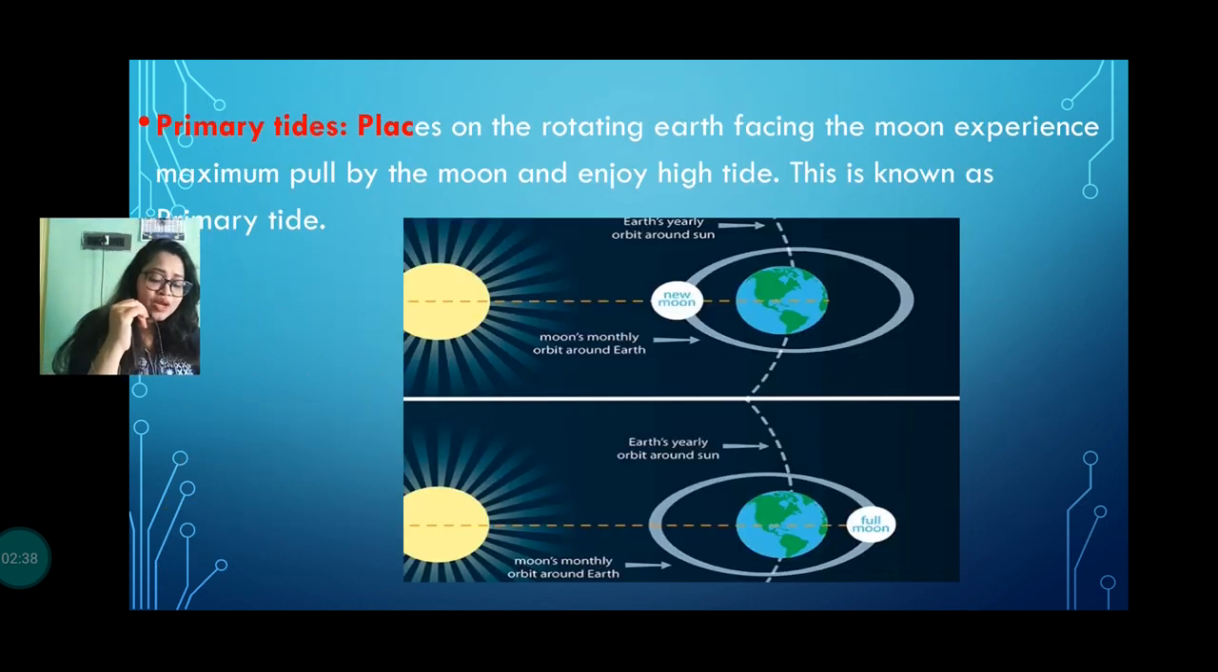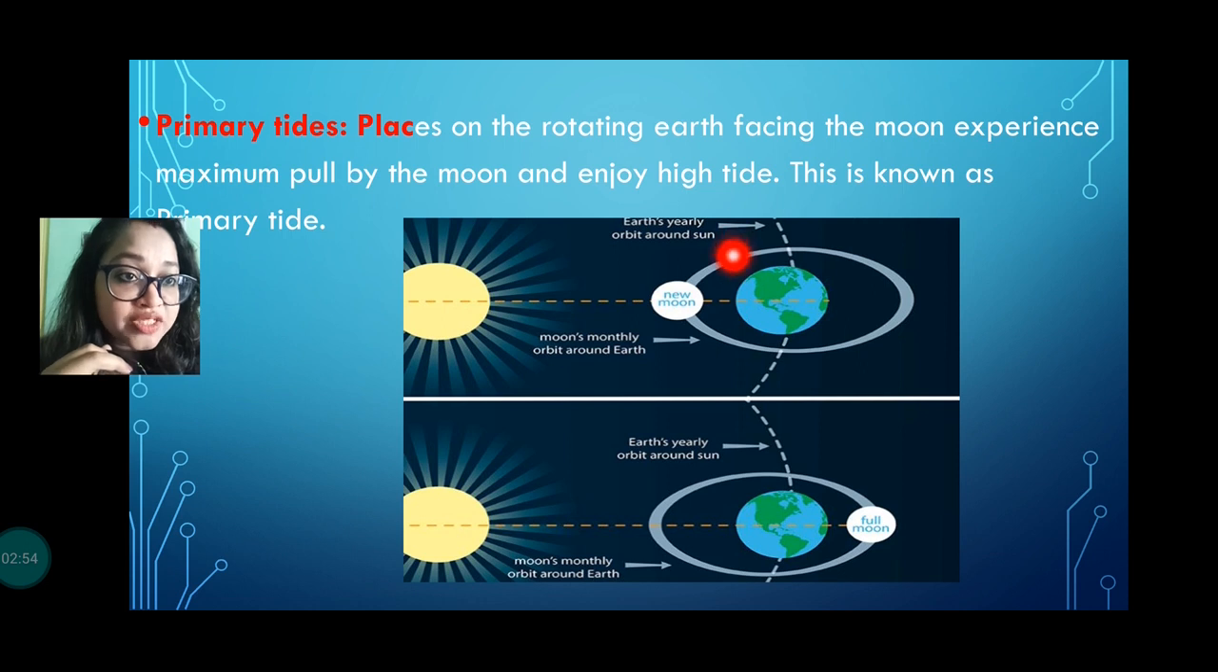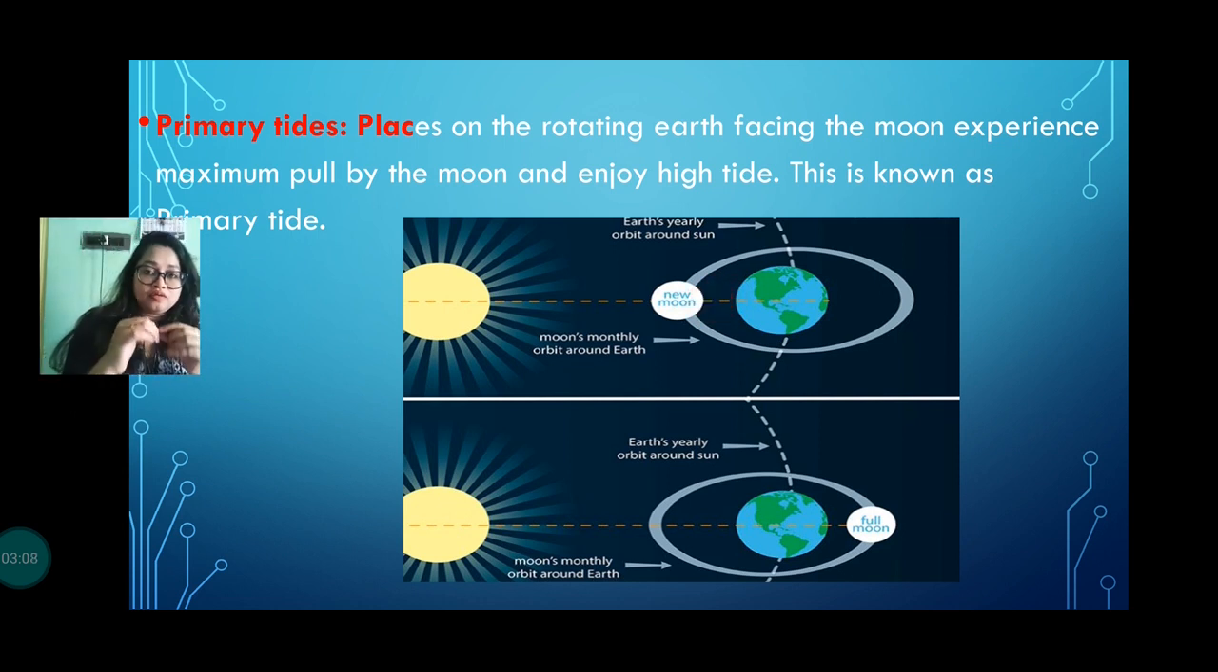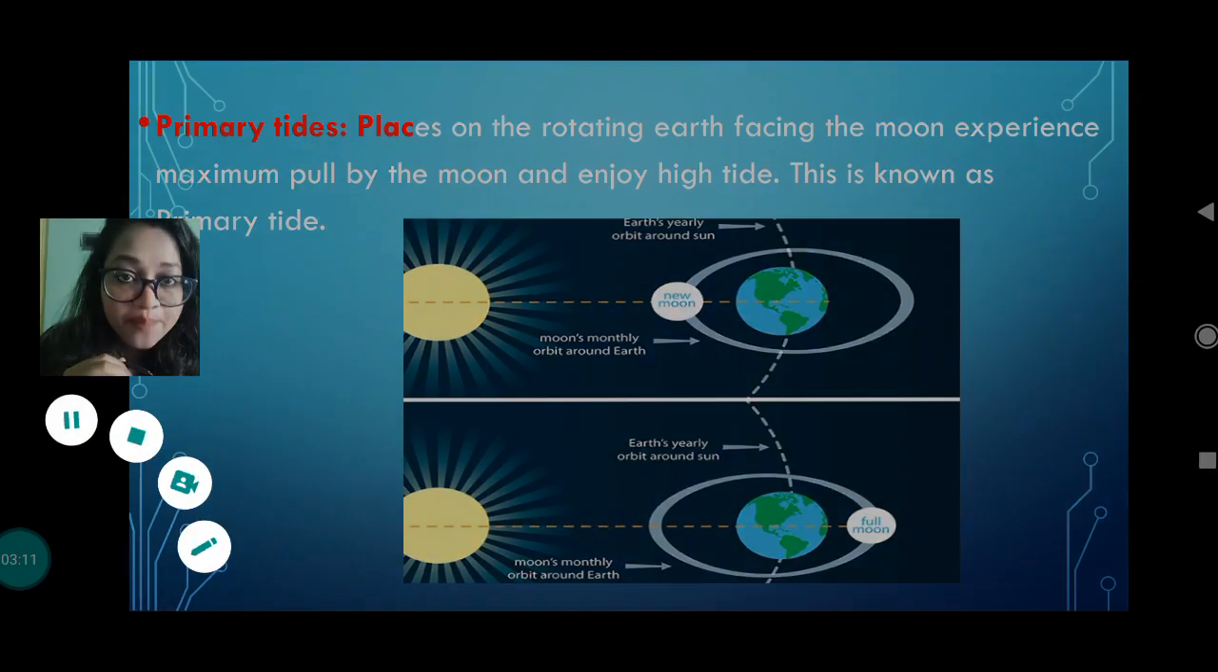Now, how many types of tides are there? Primary type and secondary type. So what are primary and secondary? You can see the picture. Primary tide means the places on the rotating earth facing the moon. The portion facing the moon experiences maximum pull by the moon, and this is known as the primary tide.